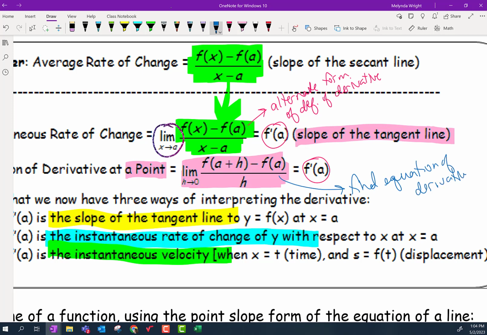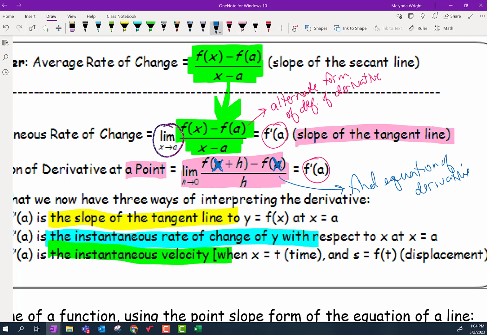That's what we normally use this one for, to find the equation of the derivative. When we're finding the equation of the derivative, instead of an a, we would put an x here. I'm just going to write the x. There would be an x here and an x here. That's what this one is used most of the time for. I rarely use it to find the derivative at a point because it's a much more difficult formula to use to do that. The first one is way easier to use to find the derivative at a point.